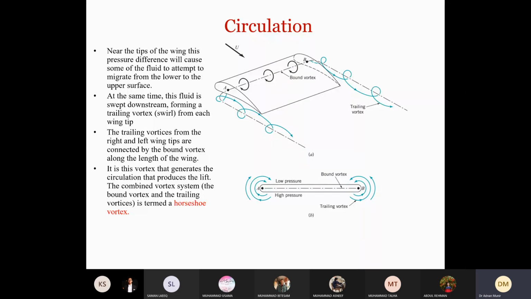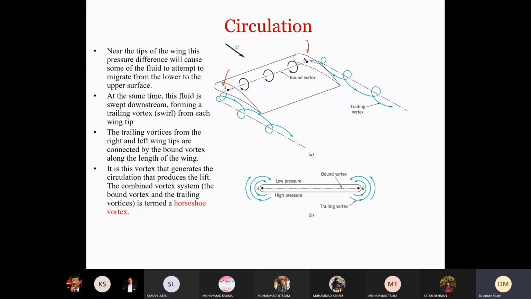Thank you. So today we'll be focusing on circulation, the topic where we left yesterday. So we were discussing circulation and the tip effects of the wing. Now you can see here that this is a finite wing which has two wing tips, at point A and point B.